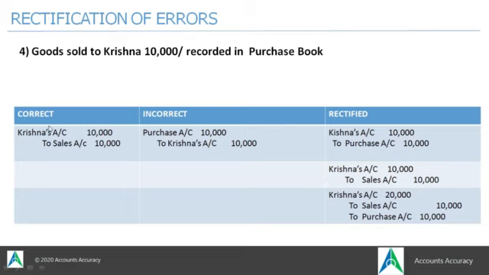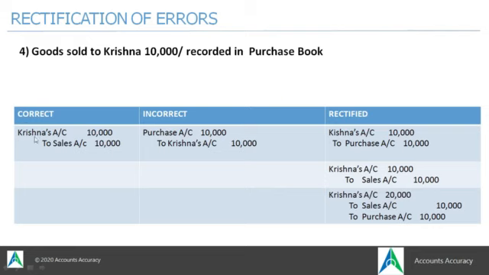Hence, what you have to do is the same entry, Krishna account to sales account, as the rectified entry, because that hasn't been done, and purchase account to Krishna account needs to be cancelled. In the same way you will have to make debit as credit and credit as debit in order to cancel the wrong entry which got passed. So Krishna which was credited will be debited and purchases account which was debited will be credited. Just by passing the reverse entry of the same, your rectified entry will be made.